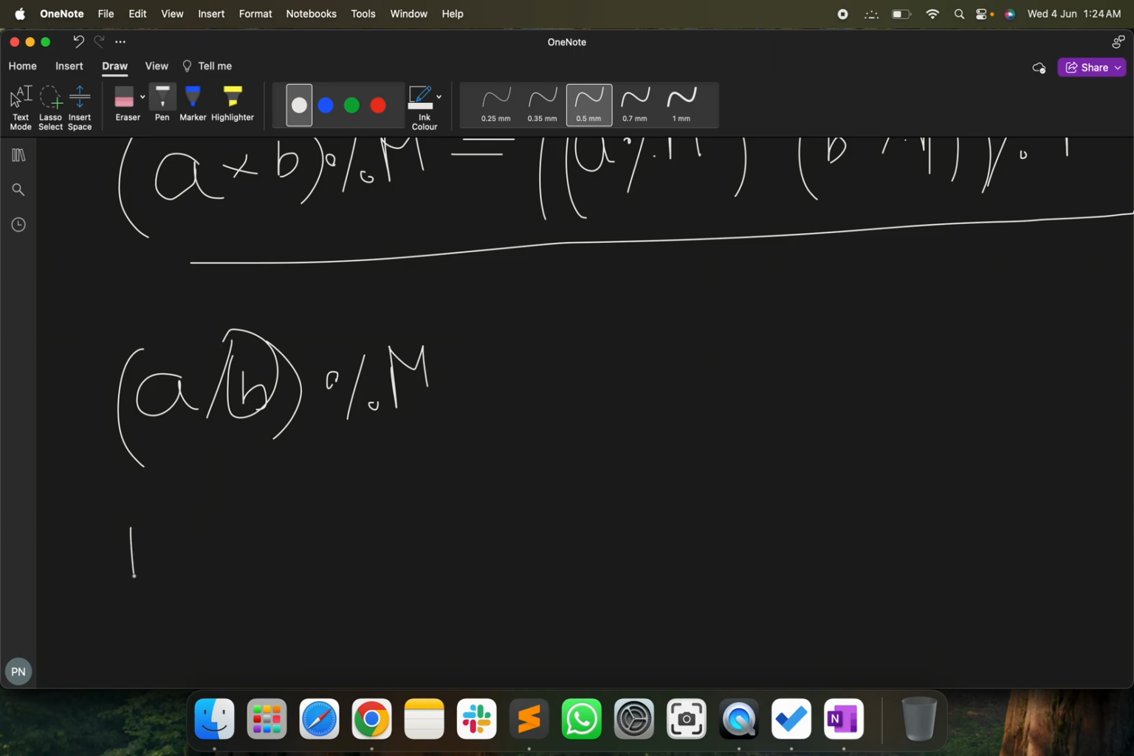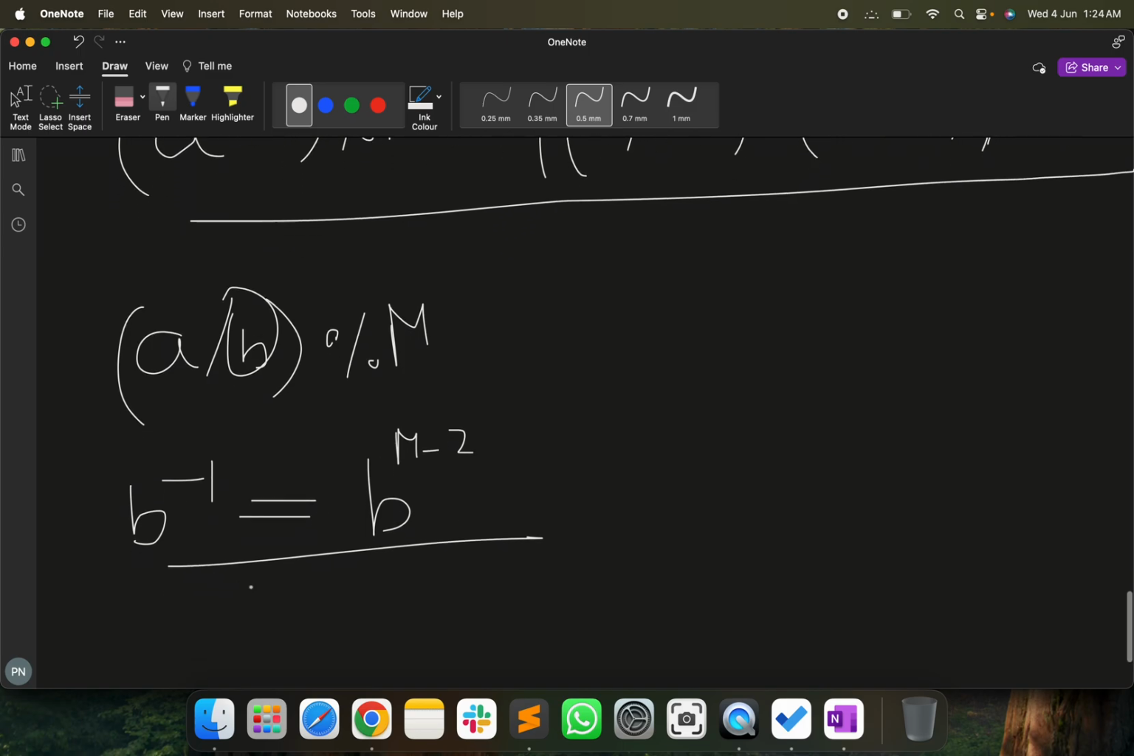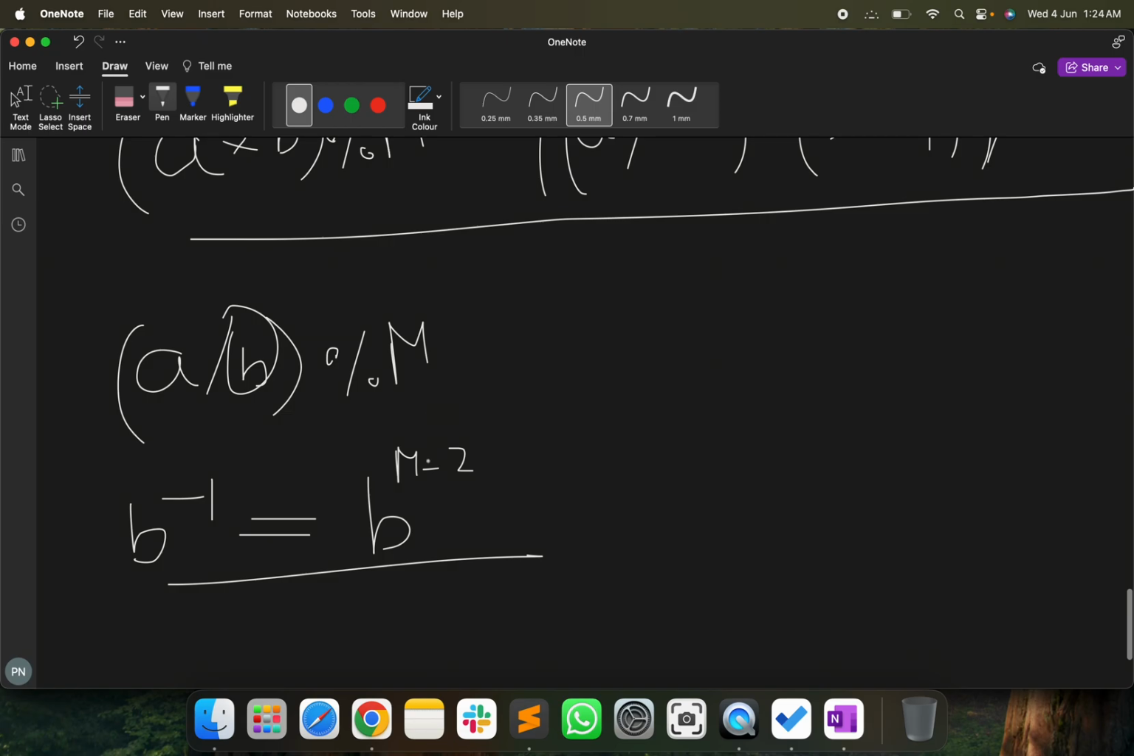For the divisional case we need to find a number called b inverse, which is actually equal to b raised to the power m minus 2. It will take a lot of time to discuss and make you understand why this is true, so I will provide you a link in the description so you can study it online. This is really time taking. What you have to remember is that the inverse of b is this, and you cannot directly take a mod of division as you can take a mod of multiplication.